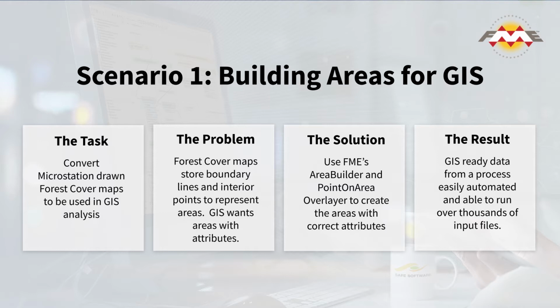And those interior points have a node number or some attribution with them. And in the GIS we just want areas that have attributes. So how are we going to win? We're going to use FME, our tool, and its area builder that takes lines and makes polygons, and its point on area overlayer that takes areas and points and puts the attributes onto the areas. We're going to bring all that together and create ourselves a GIS-ready data set that we could run over and over again if we wanted to over all of the maps in our area.